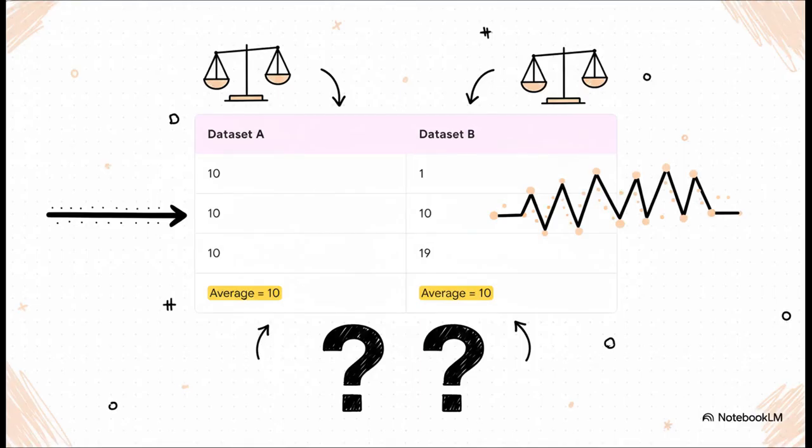Okay, take a look at this. This slide just says it all, doesn't it? We've got two different sets of numbers, dataset A and dataset B. And here's the kicker. They both have the exact same average of 10. But just look at them. Dataset A is perfectly consistent. It's just 10, 10, and 10. Dataset B, on the other hand, is all over the place. If we only looked at that average, we'd think these two datasets were telling the same story, but they're not even close. We definitely need more to the story.